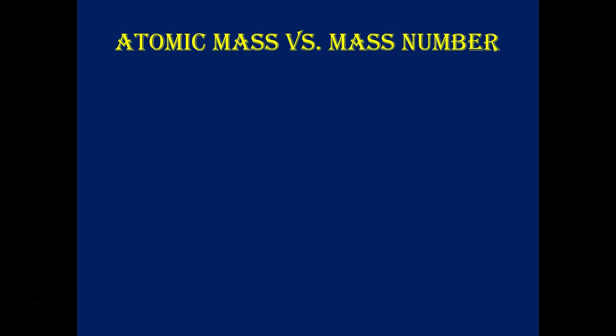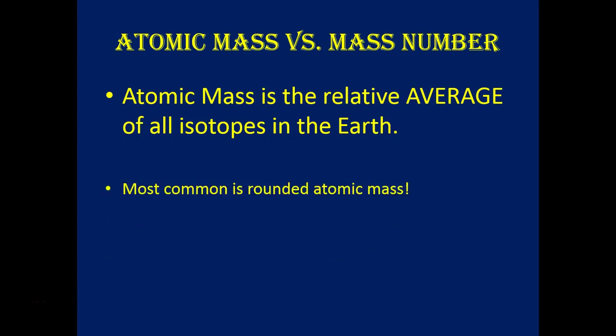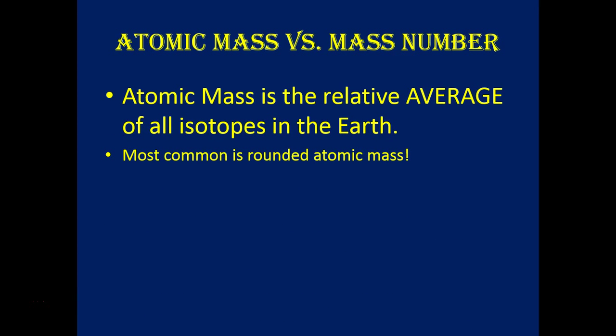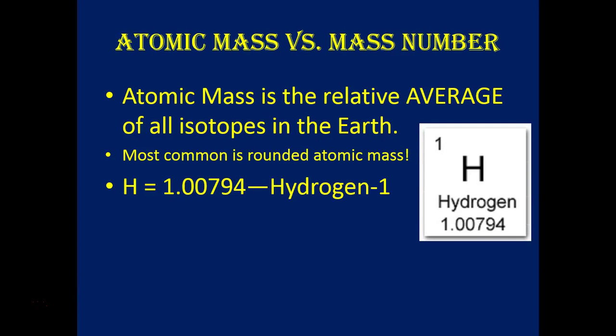If you look at the periodic table for hydrogen, you'll see that the atomic mass for hydrogen listed on the periodic table is just about 1. All right. That indicates that this is probably the most common kind of hydrogen. So if you're looking at protium, deuterium, and tritium, protium is the most common type of hydrogen that exists.